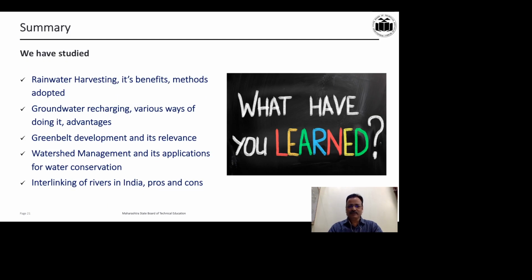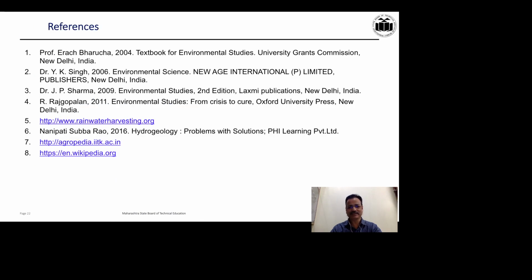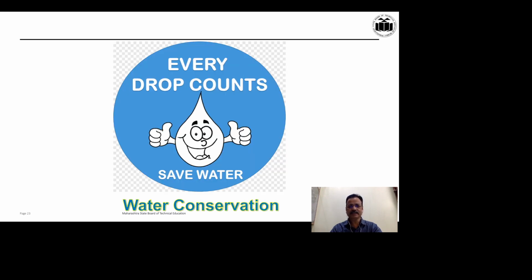So we have come to an end. Let's just recapitulate what we have studied. We studied rainwater harvesting, its benefits, methods adopted, groundwater recharging, various ways of doing it, advantages, green belt development and its relevance, watershed management and application for water conservation, and lastly, interlinking of rivers in India, pros and cons. These are the references which you can use for more in-depth insight.